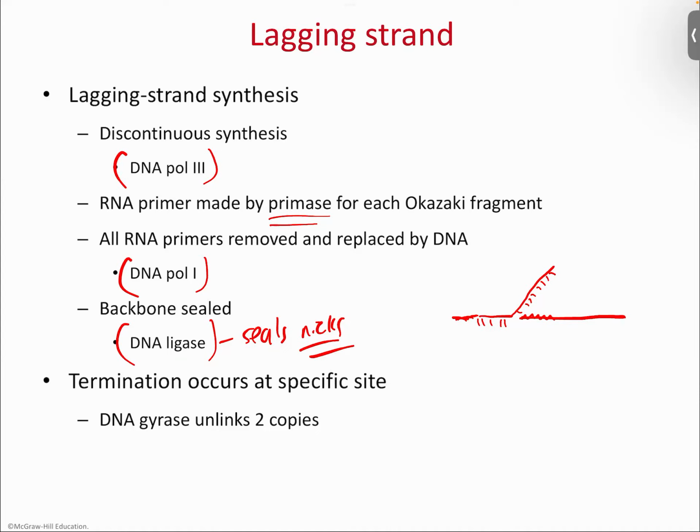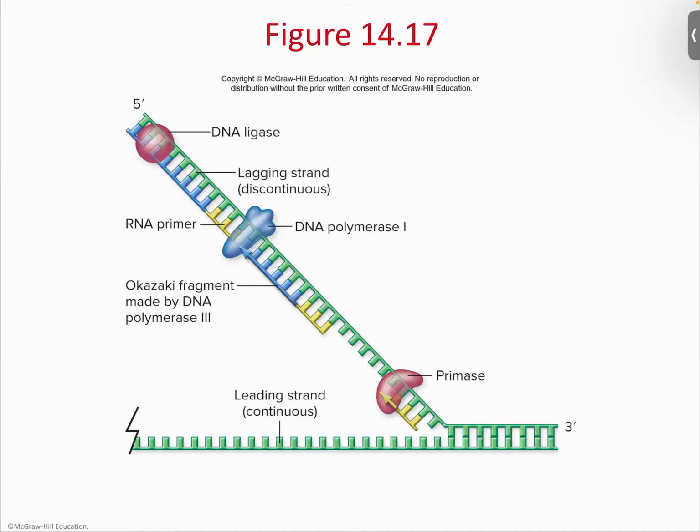But it also is important in termination because DNA gyrase will actually unlink the two copies, kind of separate them. So it's kind of a separator in addition to that. So DNA gyrase has a couple of functions here. So let's take a look at this.